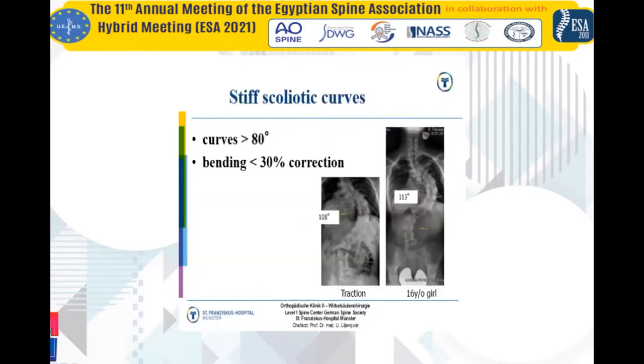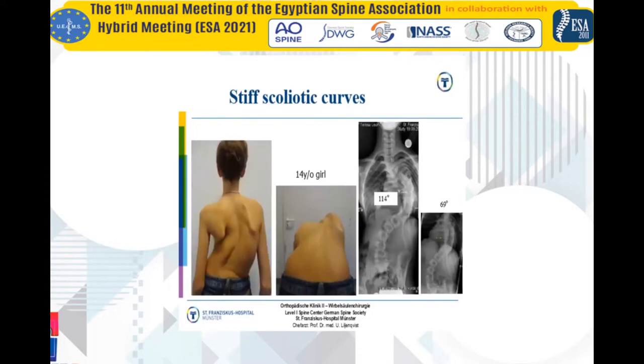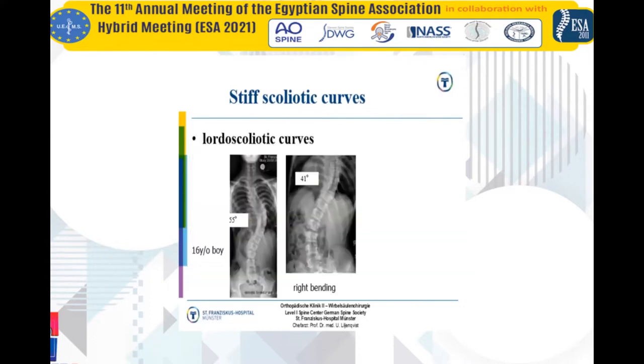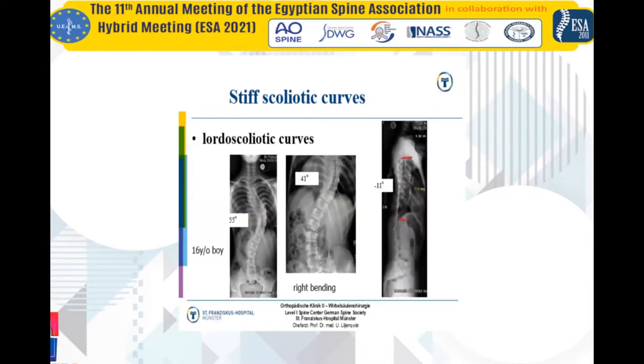Curves above 80 degrees with a bending correction of less than 30%. As you can see here, a 16-year-old girl with a 113 degree curve on traction reduces to only 108 degrees. So what do you do with these challenging curves? Another example, a 14-year-old girl with a 114 degree curve, and on the bending it reduces to only 70 degrees. What do you do in lordotic curves, like here with a thoracic lordosis of 11 degrees and a very stiff curve? So these are the challenges I would like to discuss with you within the next couple of minutes.